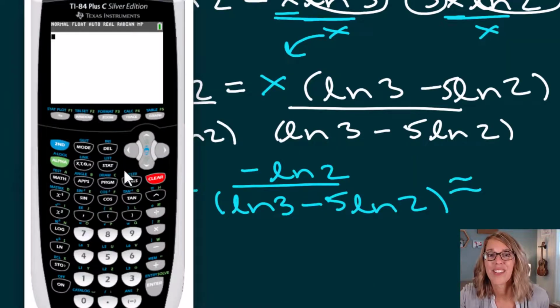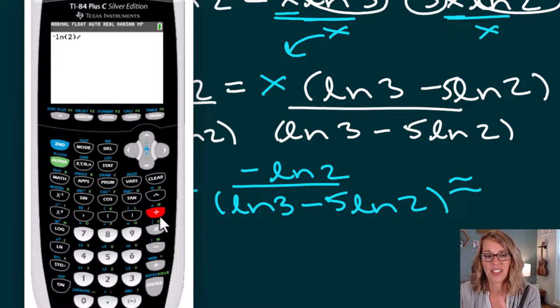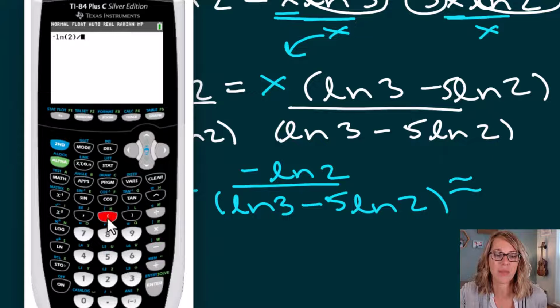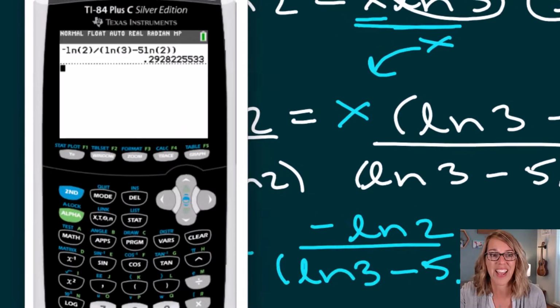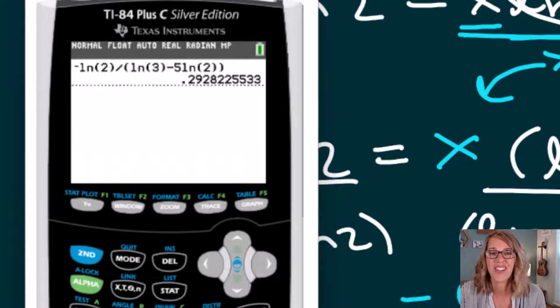Okay, so here's my calculator. I just have the single quantity in my numerator, so I can go minus natural log of 2, close those parentheses, divided by, I need parentheses around the denominator. So just exactly like I've got it there. So parenthesis, natural log of 3, that opened with a parenthesis, so I'm going to close that one. And then I had minus 5, natural log of 2. Close the parenthesis for the natural log, close the parenthesis for the denominator, and I get my approximate answer of 0.2928.